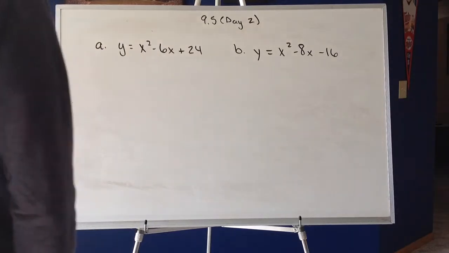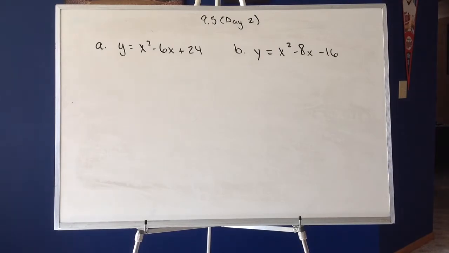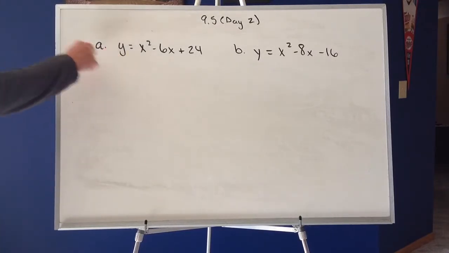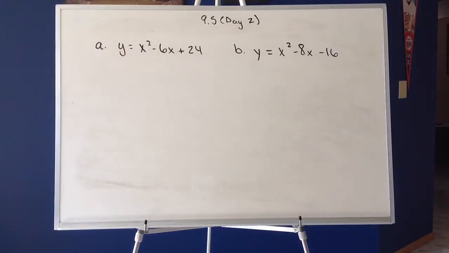Hey guys, today we're going to do 9.5 day 2. What we're going to be doing today, instead of using completing the square to solve for the x, we're actually going to use completing the square to change from the standard form, which it's in right now, to the vertex form that we used at the beginning of the chapter. And we're going to do that to help us find the vertex. So it's going to allow you to switch between the two different forms.